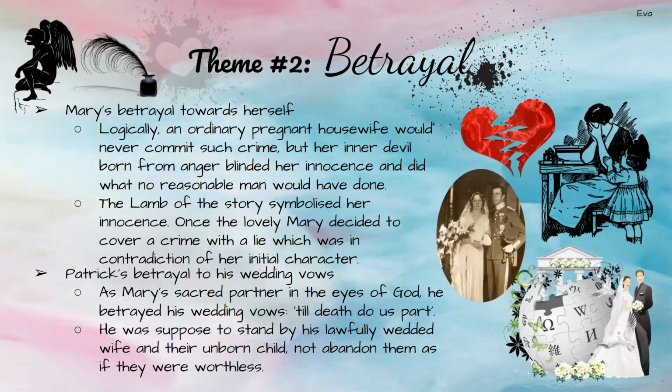And also we have Mary's betrayal towards herself. Logically thinking, an ordinary pregnant housewife would never commit such a crime, but her inner devil, born from anger, blinded her innocence and did what no reasonable man would have done. As stated previously in the beginning, the lamb of the story symbolized her innocence. Once the lovely Mary decided to cover a crime with a lie, which was in contradiction of her initial character.